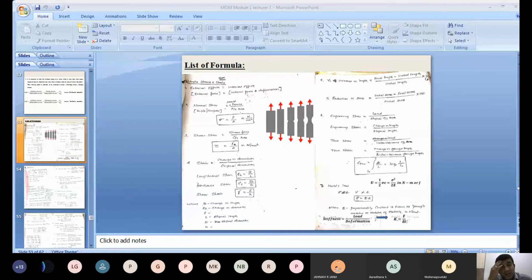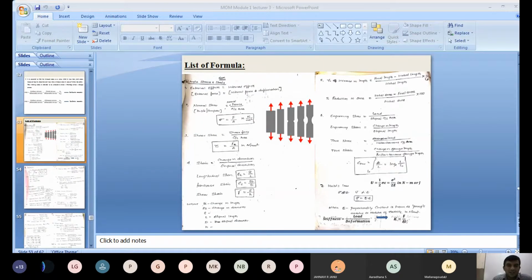Now if you want to solve a problem, before solving it, first list out the formulas. You should list out the formulas and remember them. Only then can you go for solving problems, because the data handbook will not be given for this subject. When you go for designing the structure, there you can see the data handbooks; already many formulas are available. So before solving the problem, these are the formulas you should remember.